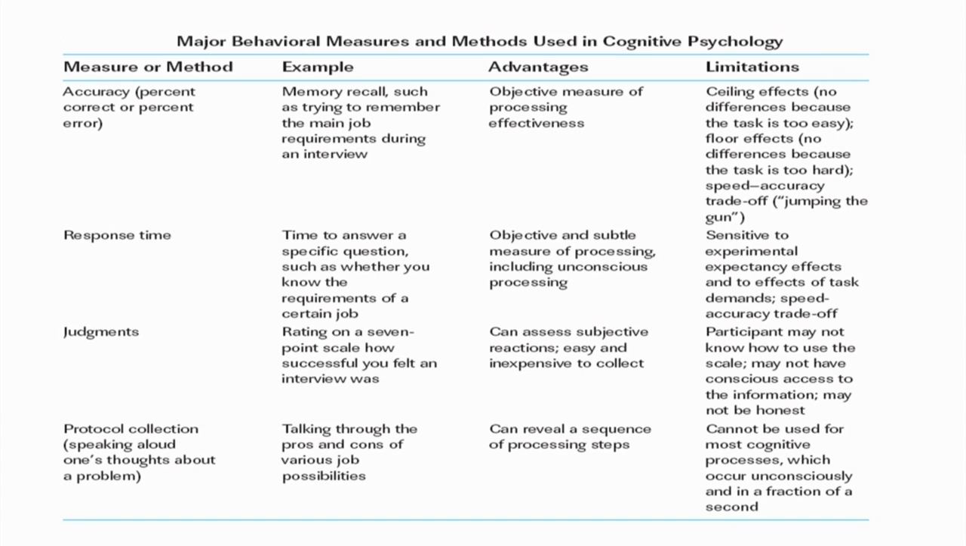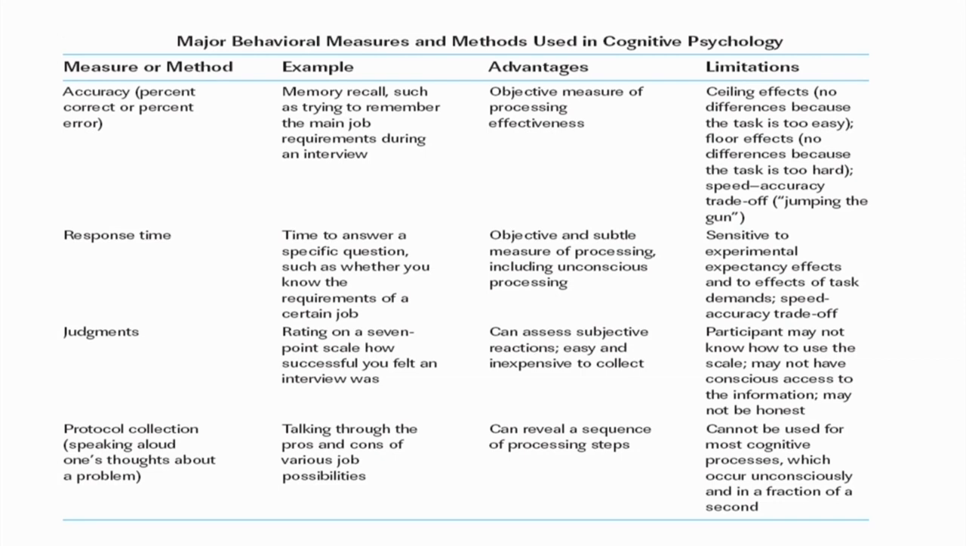Now, let us take these methods one by one. The method of accuracy. In this method, a very good example to look at is item recall or memory recall for an item, such as remembering particular job requirements or a particular task. The advantage is that it gives an objective idea of the processing effectiveness, how effective is the mental mechanism which is processing that particular event. The limit to the accuracy method is something called the ceiling effect and floor effect. Ceiling effect is when a task is made too easy so that each person gets the highest score, and so it will be very difficult to find out the exact processing mechanism.